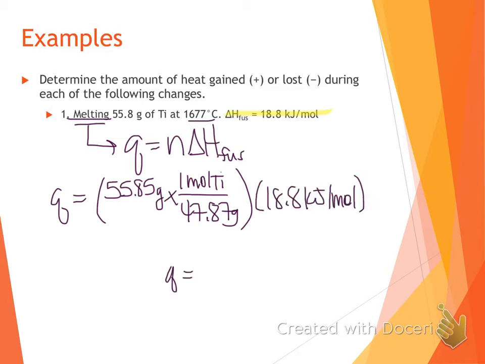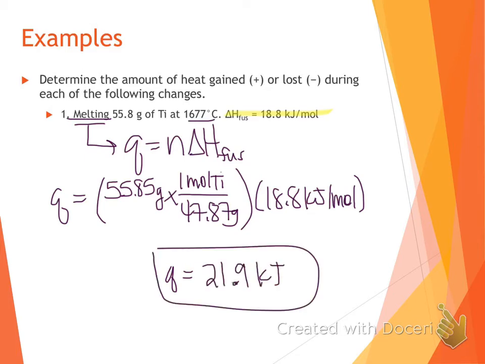We are melting, and melting is an endothermic process. We do need to keep that heat of fusion positive. That's going to give us an overall energy of 21.9 kilojoules gained. So we are melting a little bit more than a mole, so it's going to take a little bit more than the heat of fusion, which tells us how much for 1 mole.